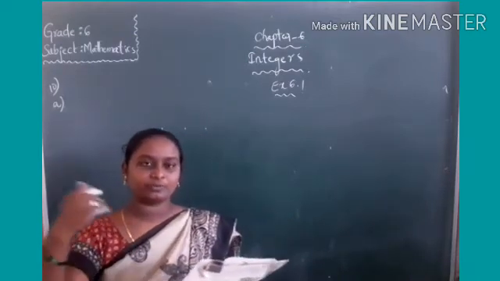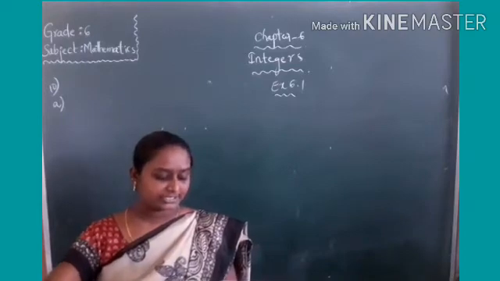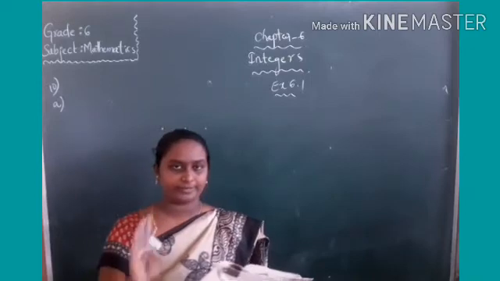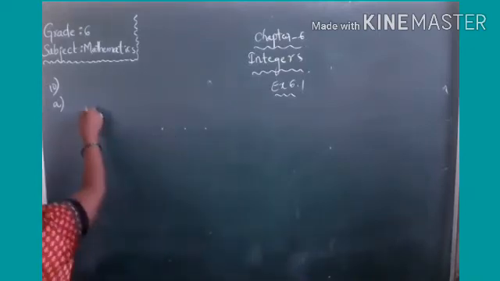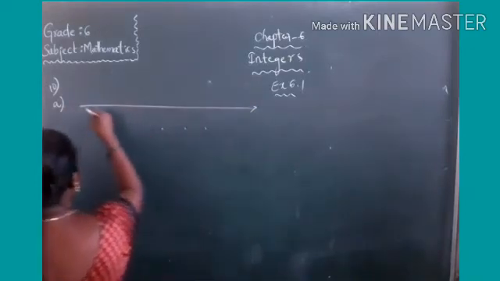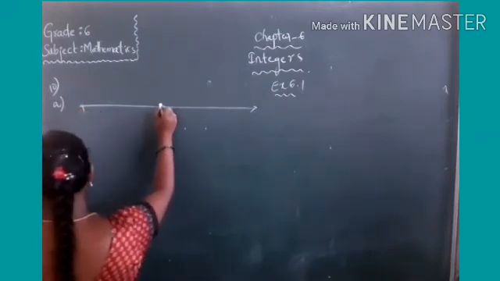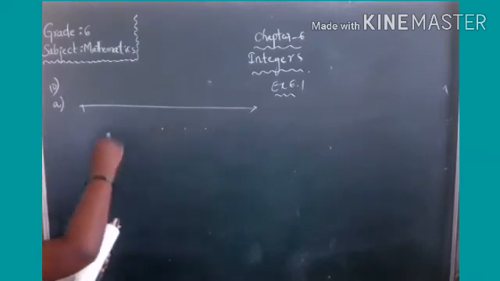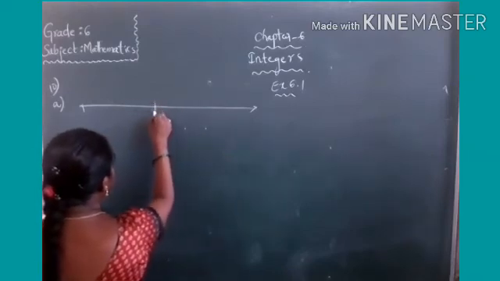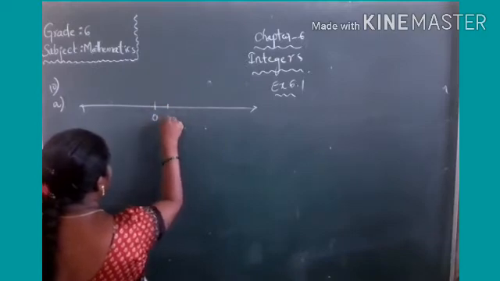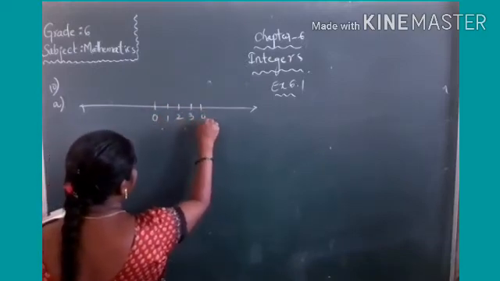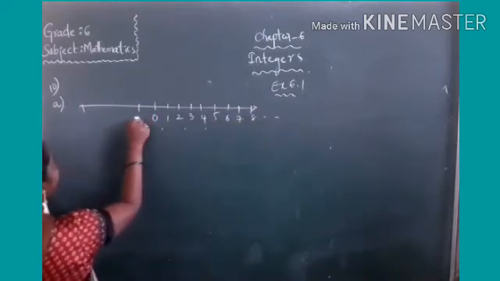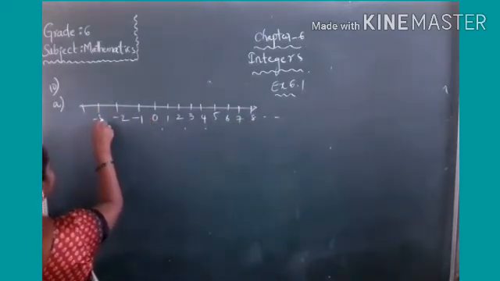From minus 2, how many steps do you have to move? You have to move 4 numbers. So for that we have to draw a number line here. From minus 2, 4 steps, so you will reach the positive side. Give here 0, 1, 2, 3, 4, 5, 6, 7, 8. Here minus 1, minus 2, minus 3.